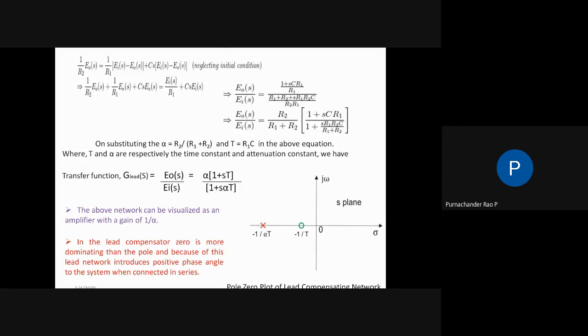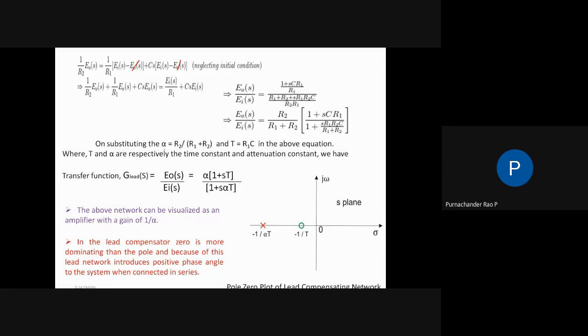So 1 by R2 into E naught of S is equal to 1 by R1 into EI of S minus E naught of S, plus CS into EI of S minus E naught of S, because it is a differentiation. You need to take the initial conditions also, but in the Laplace transform we neglect the initial conditions, so that goes out. Your transfer function will be represented like this. Now we take a common parameter, R2 divided by R1 plus R2. If you take R1 plus R2 common, this will be equal to 1 plus S into R1 C divided by 1 plus S into R1 R2 by R1 plus R2.